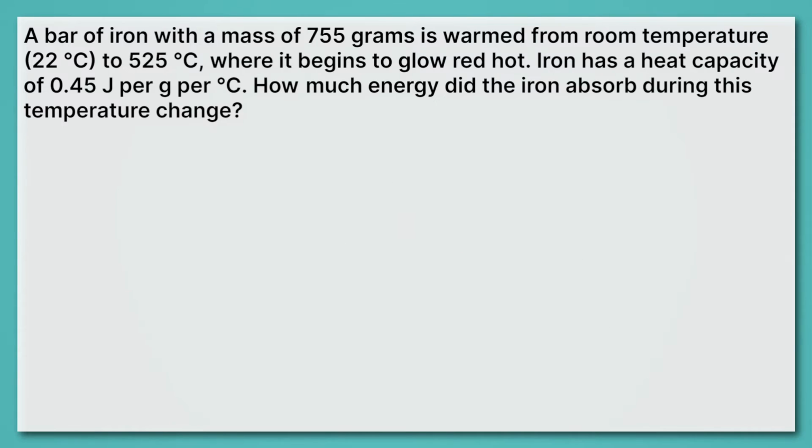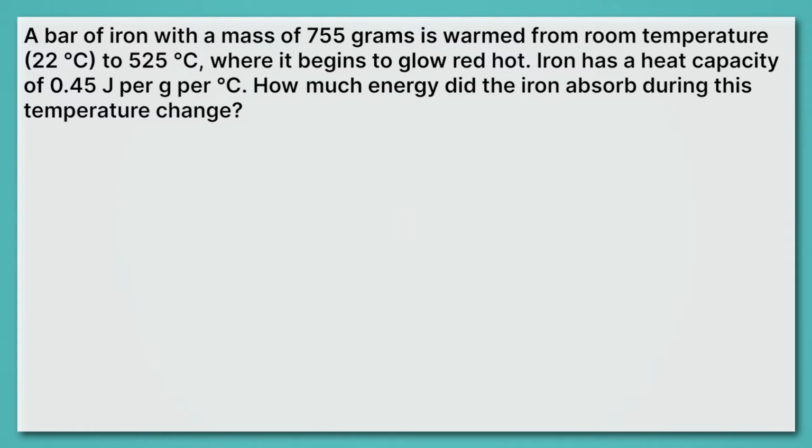Let's actually put this equation into practice. This problem says a bar of iron with a mass of 755 grams is warmed from room temperature, which is 22 degrees Celsius, to 525 degrees Celsius, where it begins to glow red hot.